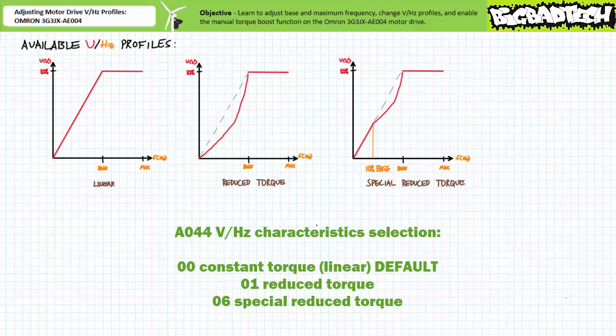To change among the available volts per Hertz profile, an operator needs to change extended function parameter A044. The volts per Hertz characteristic selection has available 3 options. 00, the default selection, is constant torque. This is a linear volts per Hertz ratio. 01 is a reduced torque profile. Selection 06 is the special reduced torque function.